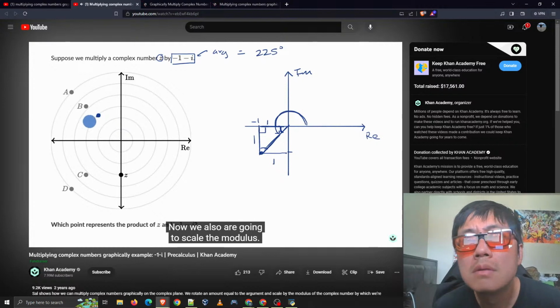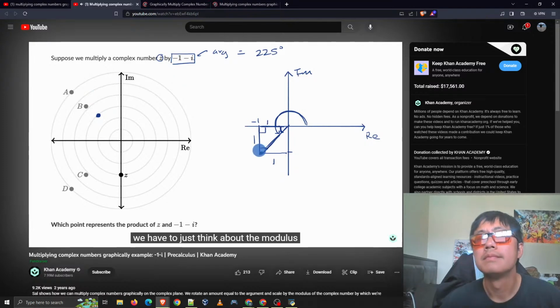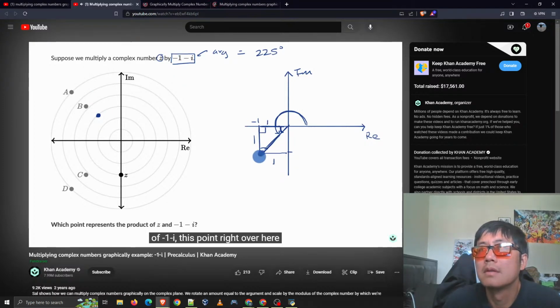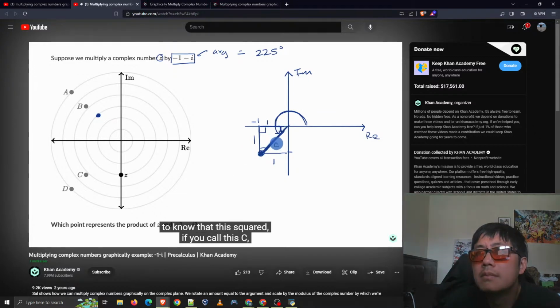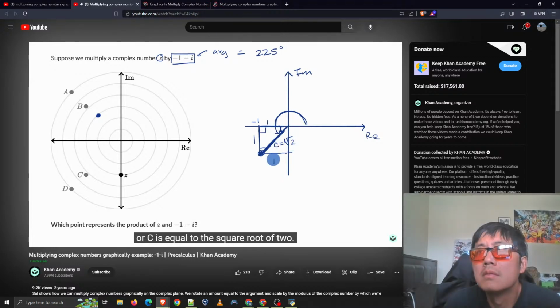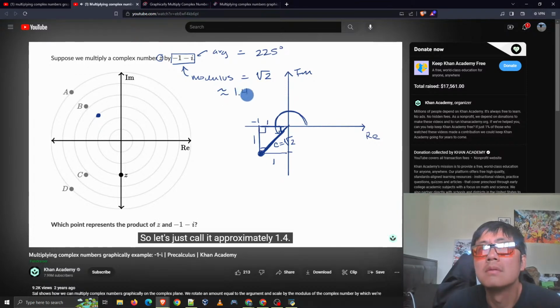Now we also are going to scale the modulus, and you can see two choices that scale that modulus. We know it's going to be choice A or choice B, because for choices C or D, you'd have to rotate more to get over there. To think about that, we have to think about the modulus of -1 minus i, this point right over here, and then scale up z's modulus by that same amount. The modulus is just the distance from 0 in the complex plane. You could use the Pythagorean theorem: c squared is equal to 1 squared plus 1 squared, so c squared is equal to 2, or c is equal to the square root of 2. That's the modulus, a little bit more than 1.4. So let's just call it approximately 1.4.